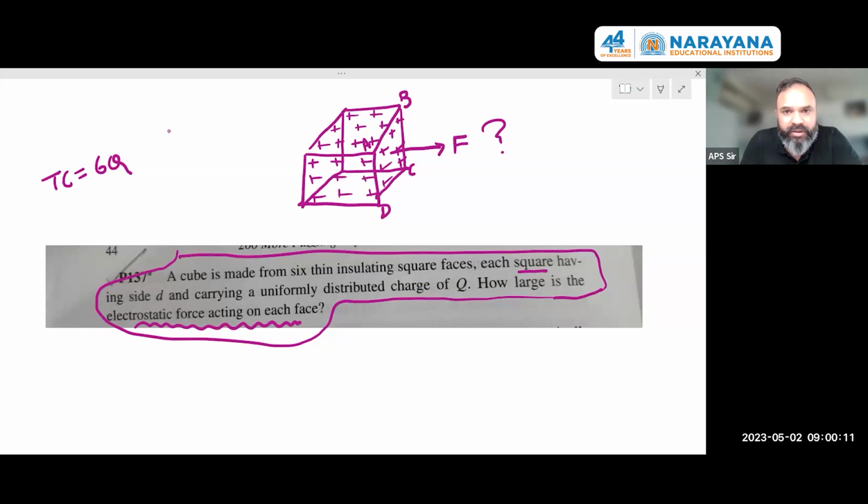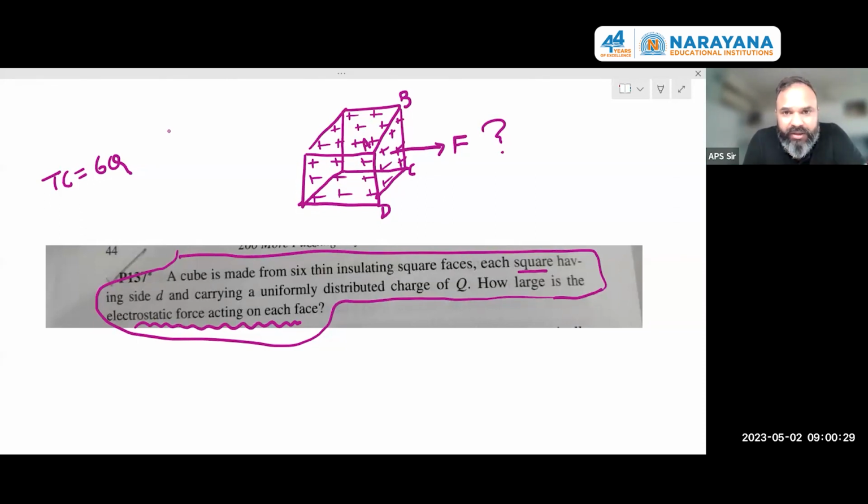But how should I think about the problem? Let me explain the thought process. Now, a student says, "Sir, fine. If I have to calculate the force, I'll cut a differential element on the face. I'll find out the field because of the remaining 5, and I'll take the vector sum."